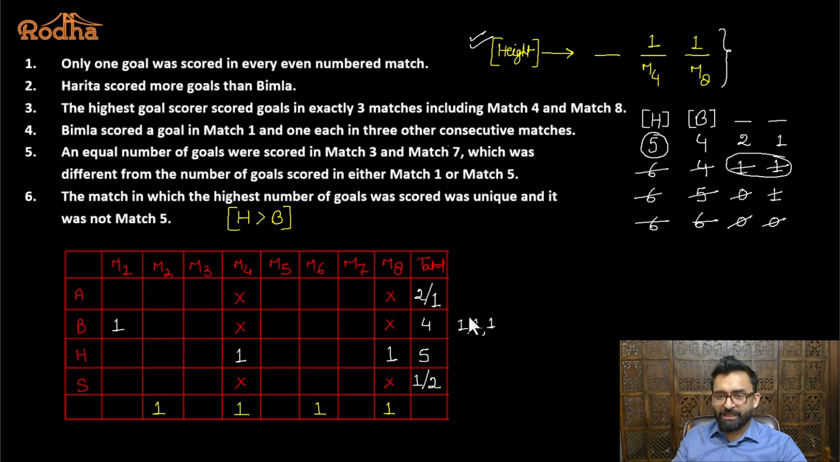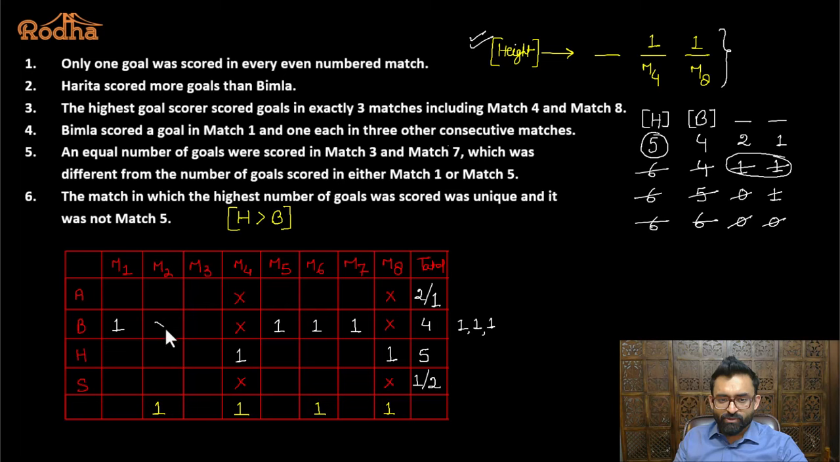Fine. Bimla scored how many goals? 4 goals. And these 3 consecutive goals can happen only here. Yes, 3 consecutive goals in 3 matches. Basically, Bimla scored a goal in match 1 and one each in 3 other consecutive matches. So 3 consecutive matches, that is the only possibility. There is a break between the two. Match 4 is between match 3 and match 5, so I cannot say these are going to be consecutive. So this is a possibility of having consecutive matches only.